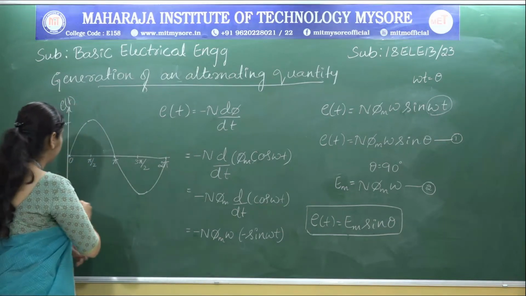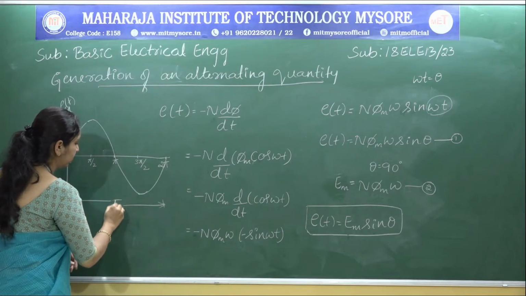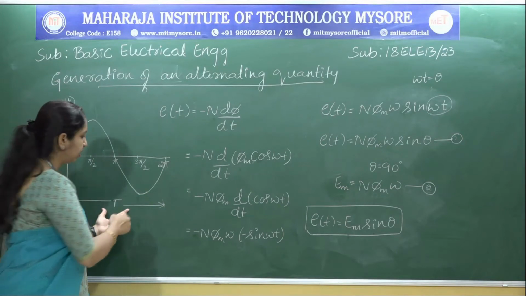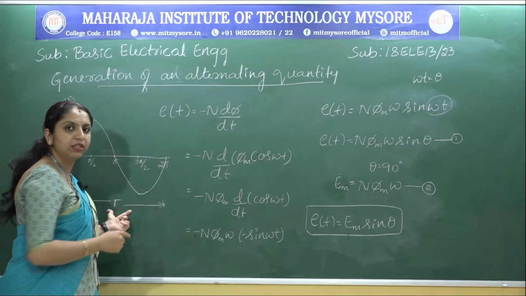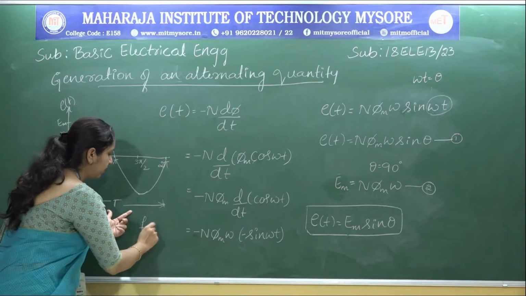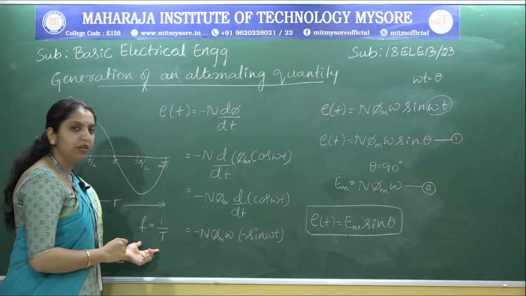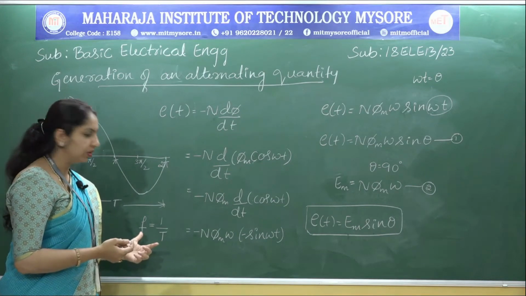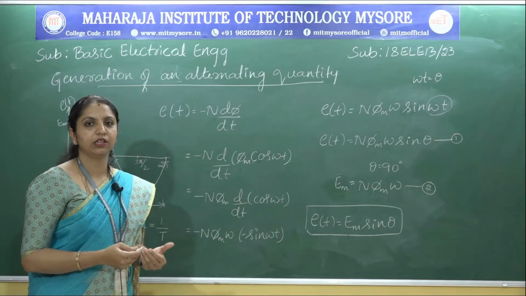And here we have many terms. When it completes one full cycle, that is with the duration of T, T is the time taken to complete one full cycle. Similarly, we also define f, which is the frequency, and which is the reciprocal of time. So how do we define frequency? It is the number of cycles per second, and the unit is hertz.